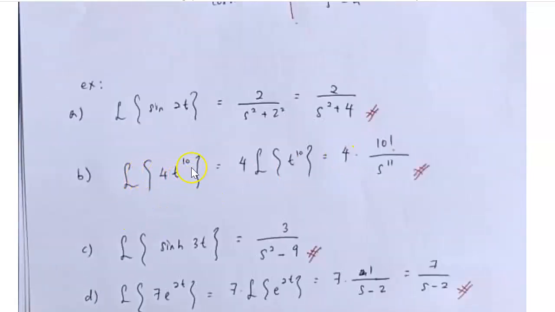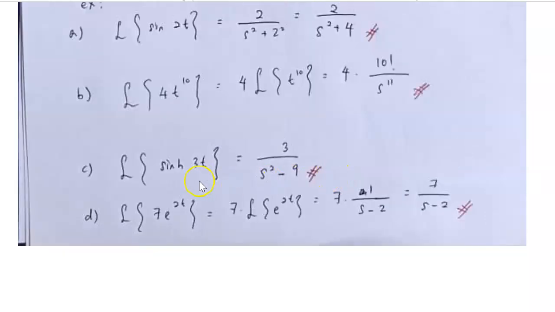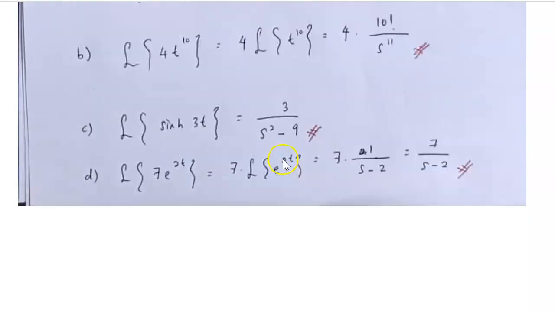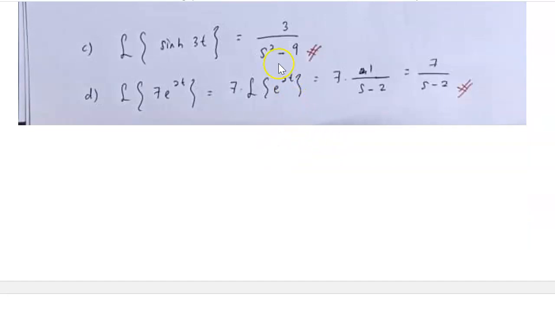Okay, so 4t to the power of 10. Part ni kita boleh keluarkan dulu. t to the power of 10 is 10 factorial over s kuasa 11. So sinh 3t, a ialah 3 per s squared minus 3 kuasa 2, which is 9. So senang senang je. Ni kita just refer to kepada table of Laplace transform. Boleh straightforward kita cari dia punya Laplace transform.